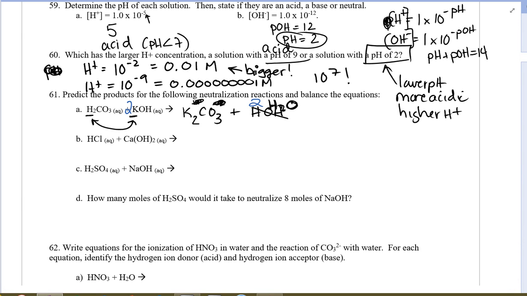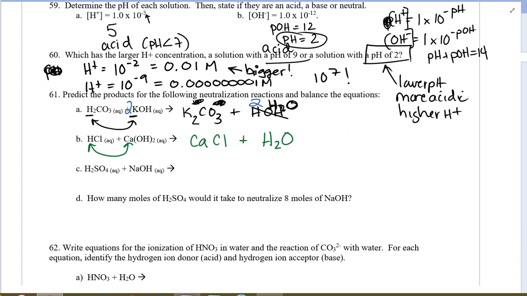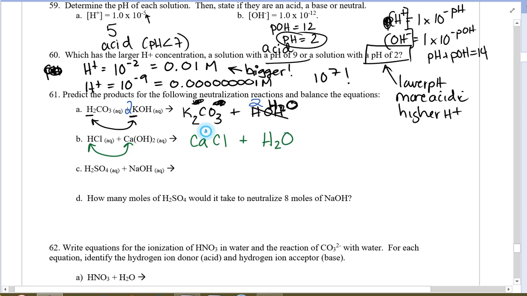Okay, so let's try that one again. The calcium and the hydrogen are going to switch places. So the calcium goes with the chloride, and then the H goes with the OH to make water. Okay, when you're looking at your salt, which is the compound that is not water, we call this a salt. You have to look at the charges of the ions and do your crisscross method.